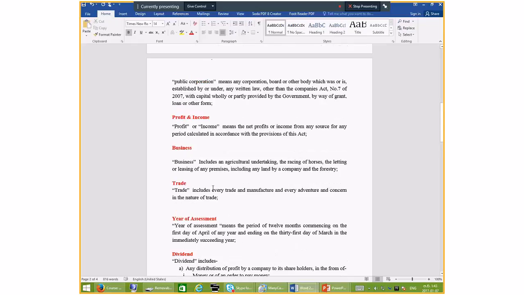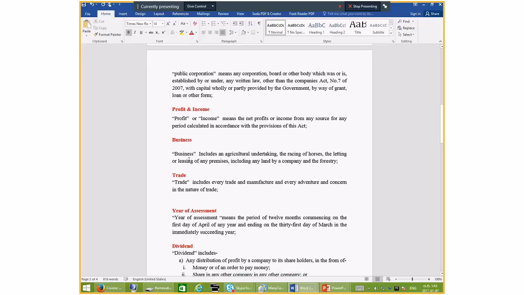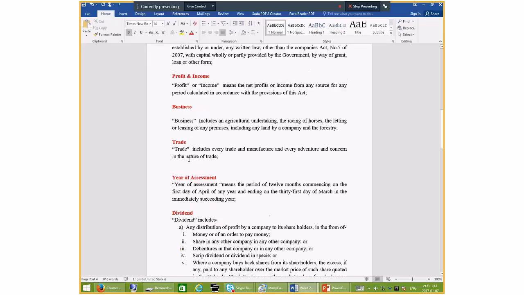Right. Now we know the definition of profit and income. Now another very important definition is for the business. Here again, the word business starts with "includes", not with the word "means". The definition includes an agriculture undertaking, the raising of horses, the letting or leasing of any premises, including land, by a company, and the property.